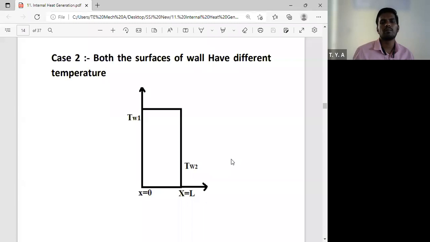So draw this diagram. Both the surfaces of wall have different temperature. At x is equal to 0, temperature is TW1, and x is equal to L, temperature is TW2. So draw this diagram.